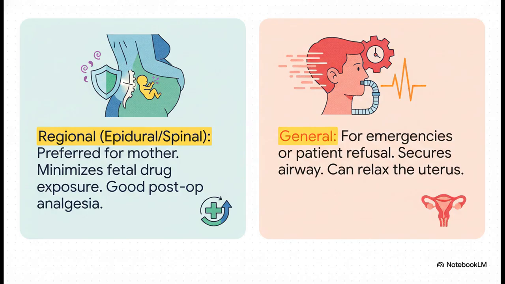The mother stays awake, we minimize the baby's drug exposure, and it sets us up perfectly for great post-op pain control. But let's be realistic. In a true crashing emergency, or if the patient is uncooperative or has a contraindication, general anesthesia is the way to go. It gives us definitive airway control, and a nice side benefit is that our volatile agents can help relax the uterus and potentially stave off preterm labor.